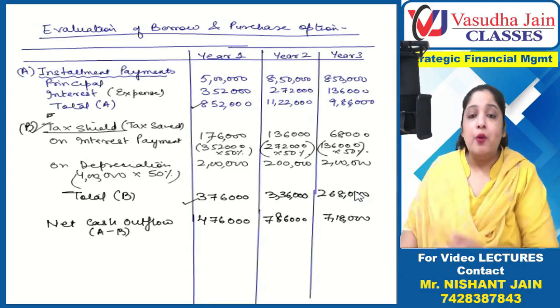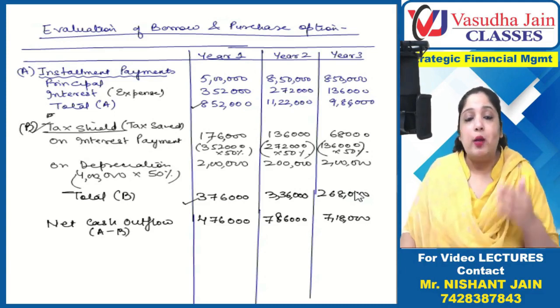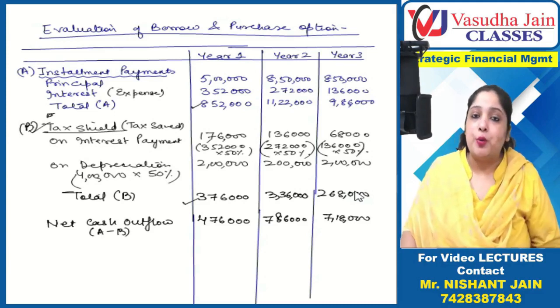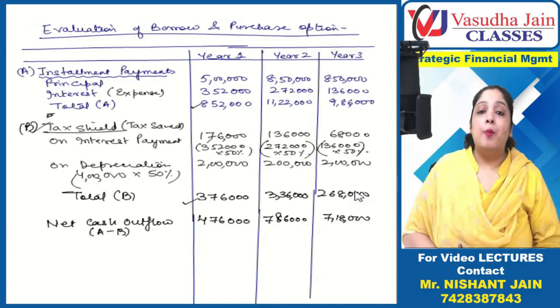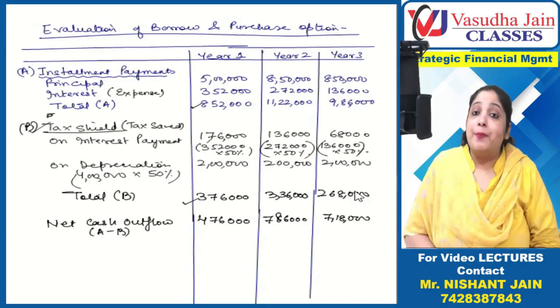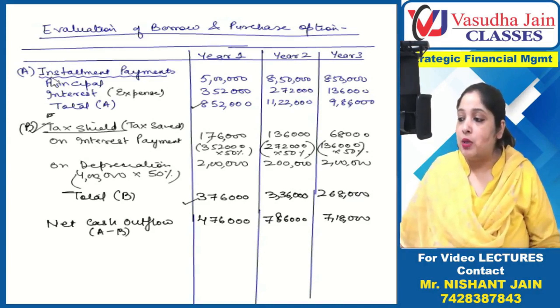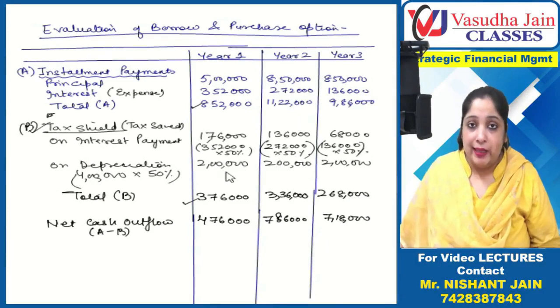Ma'am, aren't we going to show the lease rentals and all that? No, because we are not evaluating the lease option. We are evaluating the borrowing option. In the borrowing option and purchase of equipment, these are the outflows, and because of these outflows, these are the tax shields. Because you are the owner, you can claim the depreciation. This is the best benefit, the tax shield.